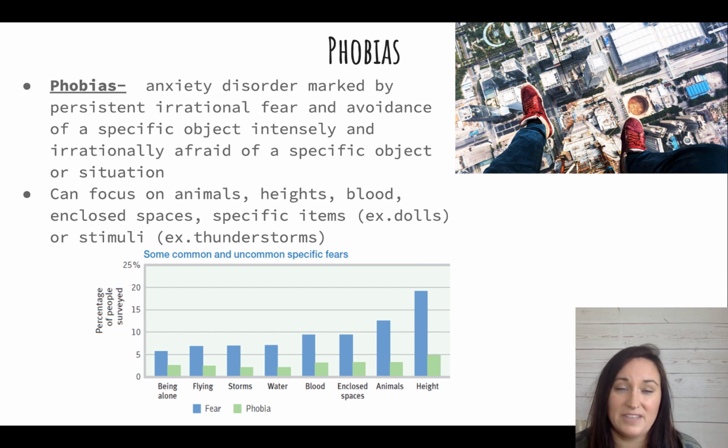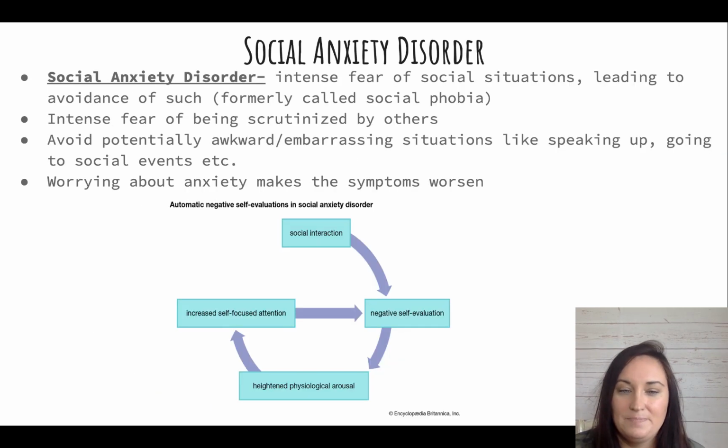Phobias are specific fears, persistent, irrational fear and avoidance of a specific object or animal. It could be heights, blood, enclosed spaces, or any sort of specific item. Social anxiety disorder is an intense fear of social situations that leads to avoidance of those things.